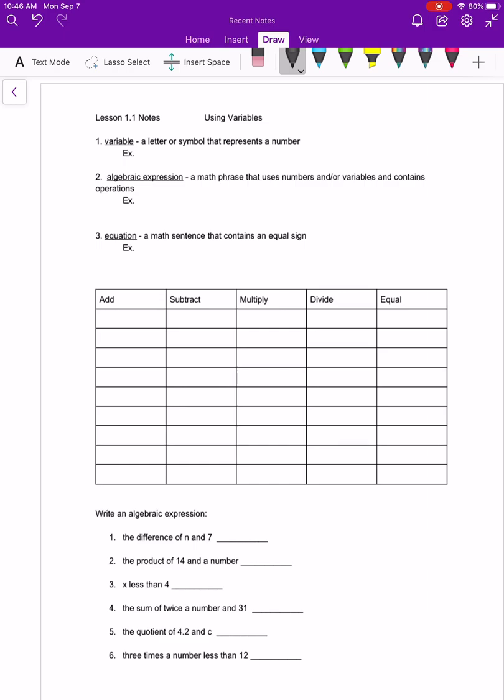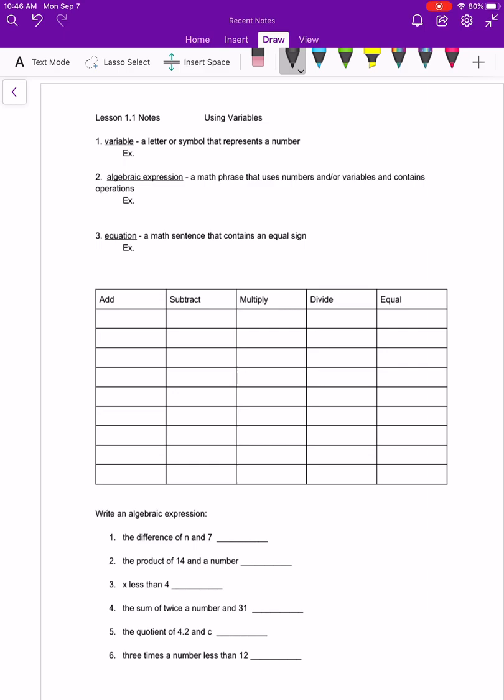So here we go. Lesson 1-1, using variables. Remember, this whole first chapter is called Tools of Algebra. Everything that you're going to see in this chapter, you probably have a little bit of prior knowledge about. There are things that you've discussed maybe in pre-algebra, or maybe in 6th grade math, or whatever the case may be. But you've had some prior knowledge.